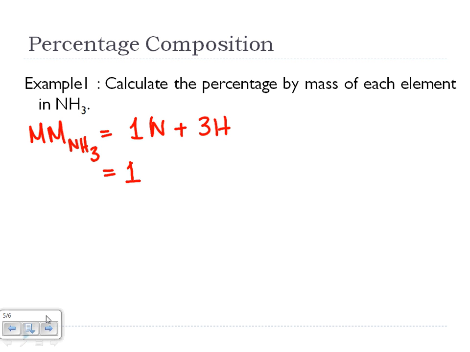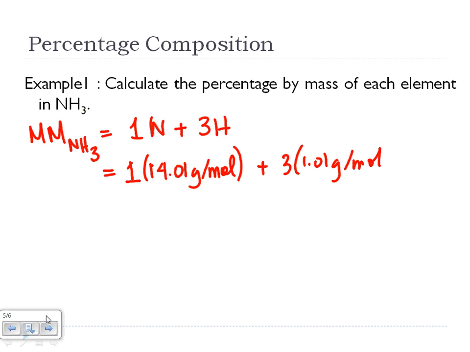I'm going to do 1 times 14.01 grams per mole plus 3 times 1.01 grams per mole. So when I add it up, I can calculate my molar mass to be 17.04 grams per mole. So that's my molar mass of ammonia.